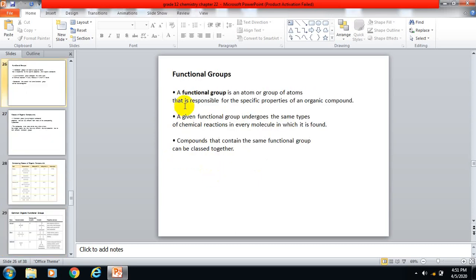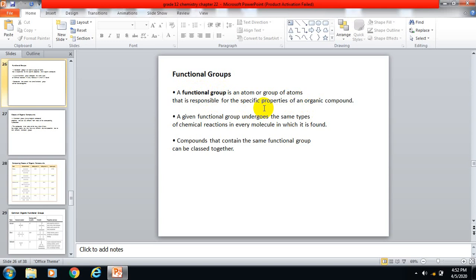Functional groups. What is a functional group? A functional group is an atom or group of atoms that is responsible for the specific properties of an organic compound. For example, if you change the functional group of any substance, you can abruptly change the properties of that thing.